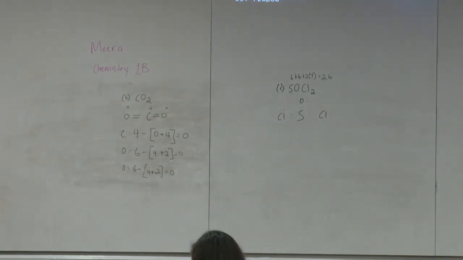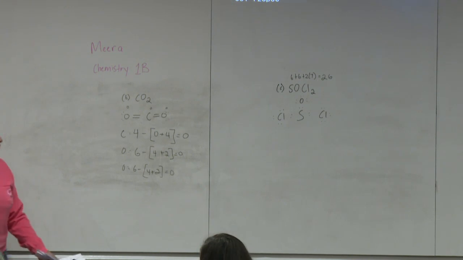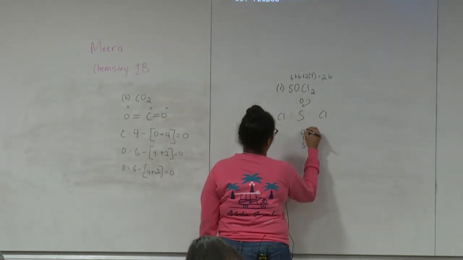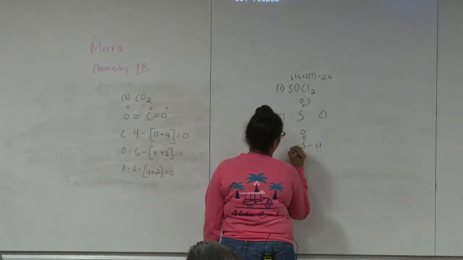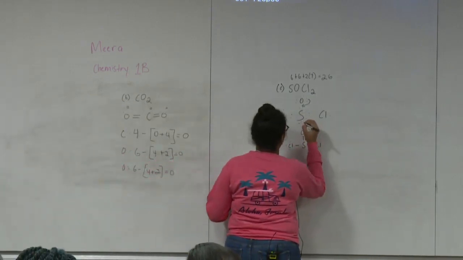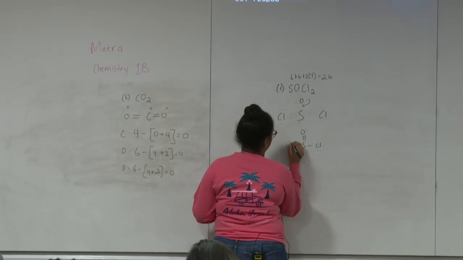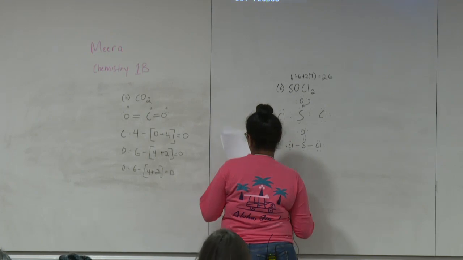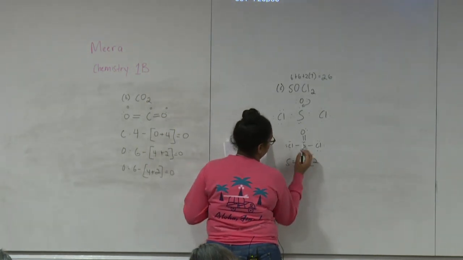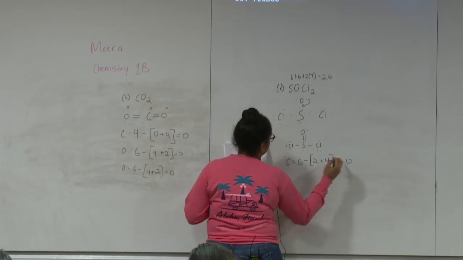Would the sulfur to the oxygen be double bonded though? It should be, yeah. That's what I had down. And then there's also a lone pair there. So sulfur has 6 valence electrons minus 2 that are lone, and then 4 bonds. 6 minus 6 is 0.